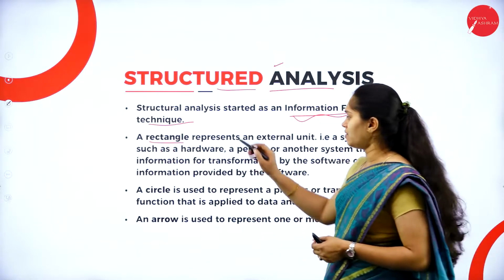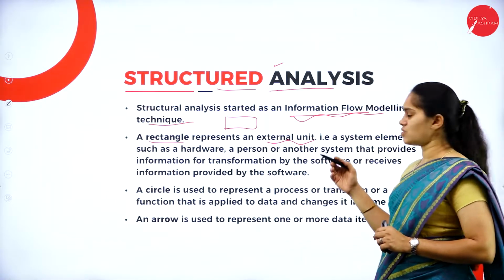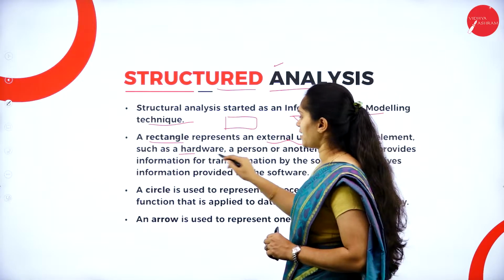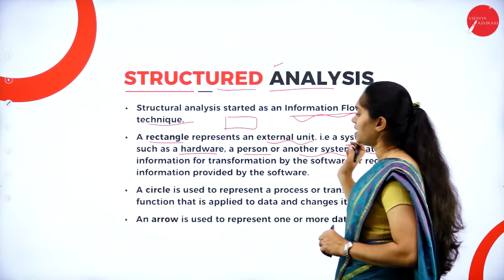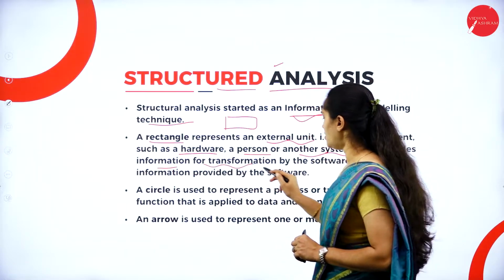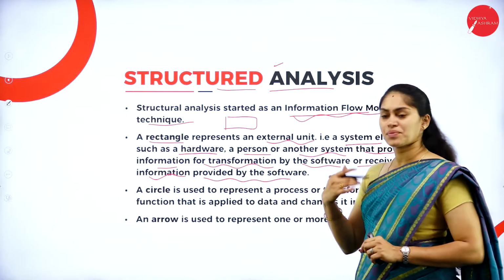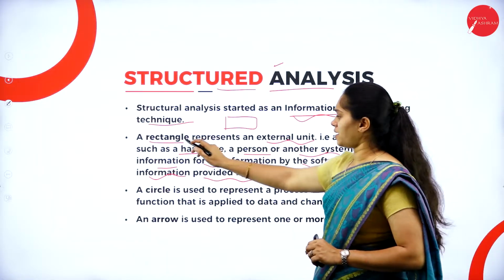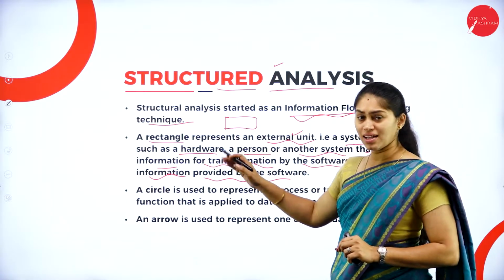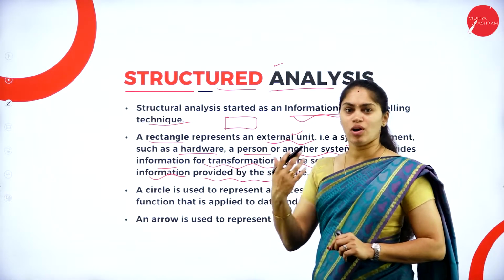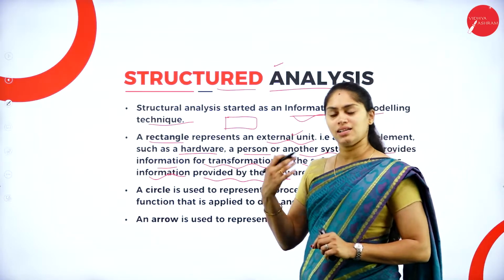So the rectangle, what will it specify? It will specify the external entity. That can be a system element like hardware, software or a person, and then another system that provides the information for transformation by the software or receives the information provided by the software. So mainly when we are representing any external entity in the terms of the rectangle symbol, that represents a person or any hardware or software and how it is used in the software.